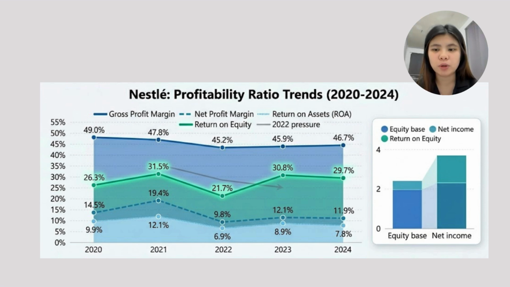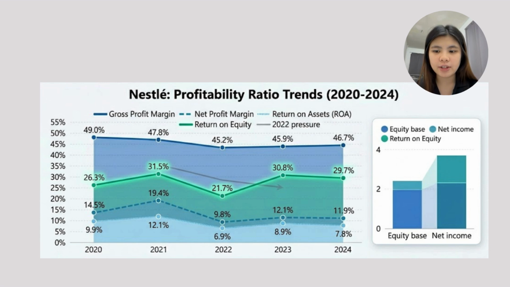Next, I will move to the profitability ratio. Let's see how efficiently the company is turning its business into profit. Looking at the data, our gross profit margin dipped to 45.2% in 2022 due to heavy inflationary pressure on raw material costs, but it steadily recovered to 46.7% by 2024. Meanwhile, the net profit margin and ROA follow a similar V-shaped pattern, stabilizing in 2024 at 11.9% and 7.8% respectively.